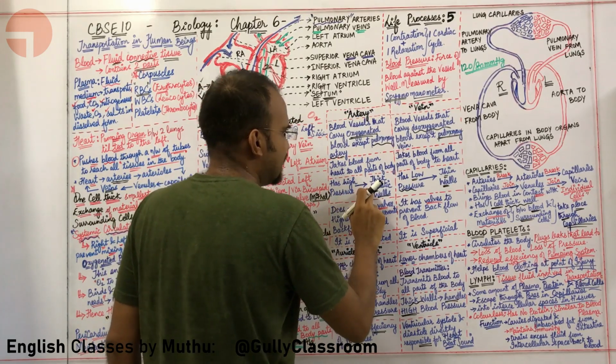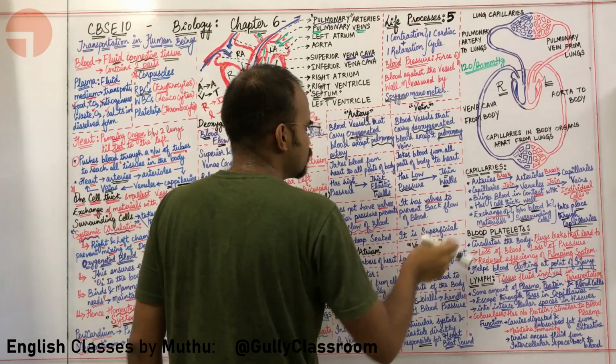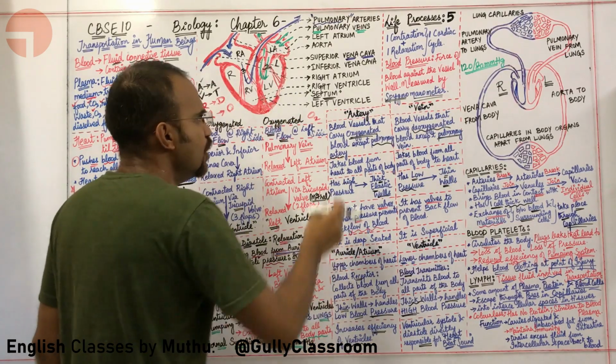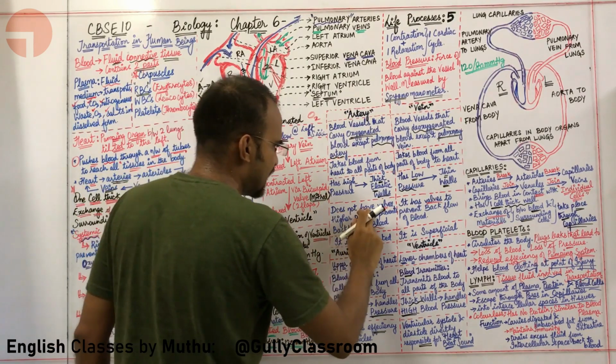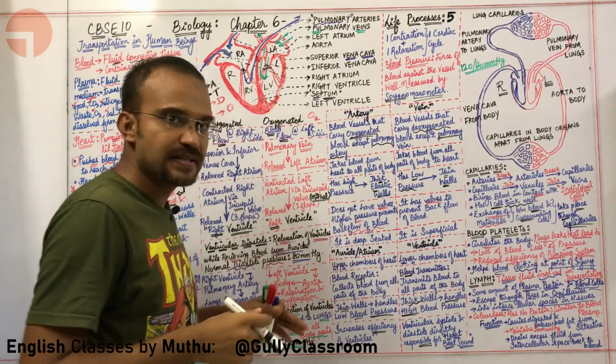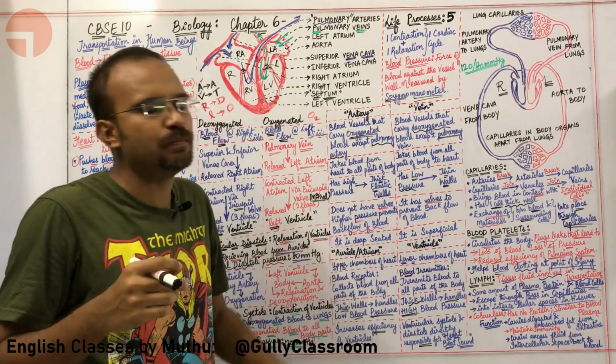It has thick elastic walls. High pressure, thick elastic walls. What about vein? It has low pressure and thin elastic walls. What about artery, sir? Artery does not have any valves. Why, sir? The high pressure present in the artery itself prevents any backflow.